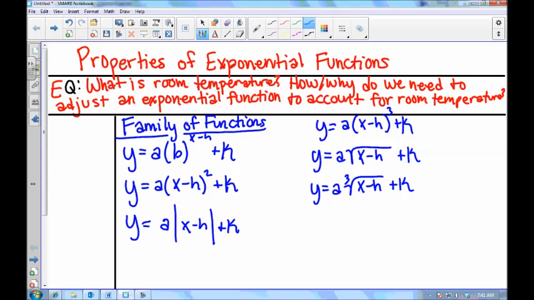And then this year we've added one more. Starts with an R. Y equals, it's the rational. Rational means fraction. A over x minus h plus k.